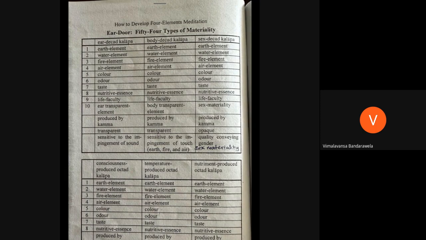How to understand? You have ear decade kalapa, decade meaning 10, and body decade kalapa 10, and sex decade kalapa 10, so 30. And you have jivita navaka kalapa as 9, and then all the others are 8 types of rupa kalapa. So 8 into 3 means 24. Now how many? Altogether you have 63 types of materiality. Those are the object of vipassana, but still you are not suitable to do the vipassana.